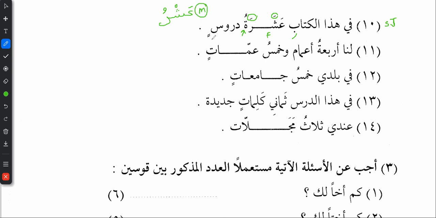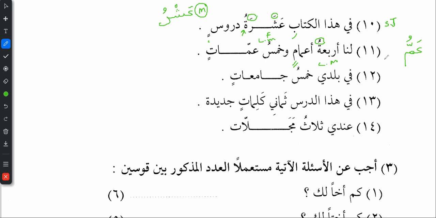Durusin, 10 lessons. Lana arba'atu. This is late mubtada. This is also late mubtada. A'mamin. Amam is the plural of am. Am means uncle. Ammu means uncle, and Amam is plural. So we have four uncles and Hamsu Ammatin. Ammat is the feminine of Am.